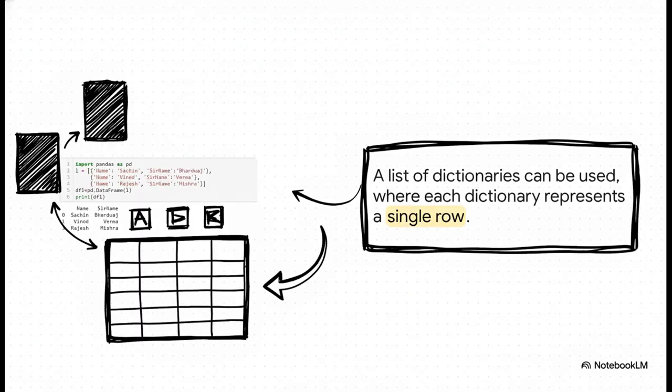Here's another super common way, using a list of dictionaries. This time, each dictionary in the list represents a single row of data. And again, Pandas is smart. It looks at the keys inside those dictionaries and automatically creates the column headers for you. This feels really natural when your data is organized row by row.